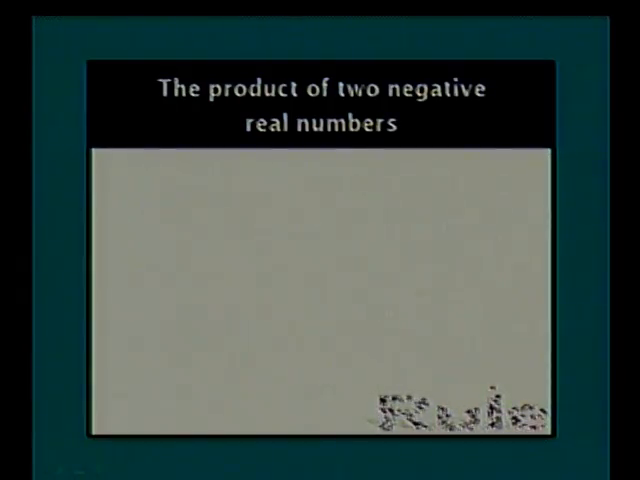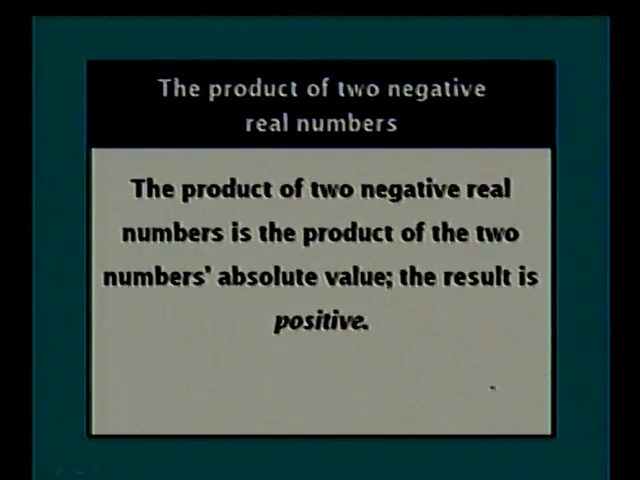Now here's the rule for the product of two negative real numbers. The product of two negative real numbers is the product of the two numbers' absolute values. The result is positive. So if I take two negative numbers like negative 10 times negative 2, I know the result is positive, and the arithmetic I do in my head is I just multiply 10 times 2.